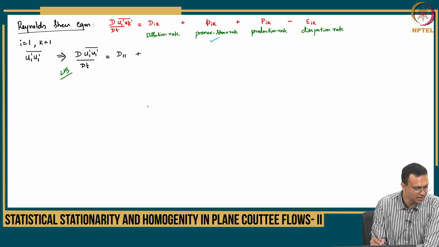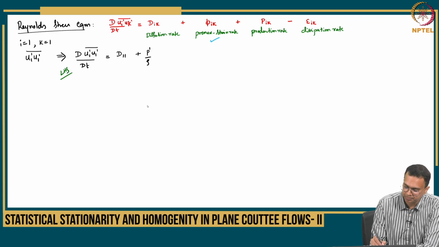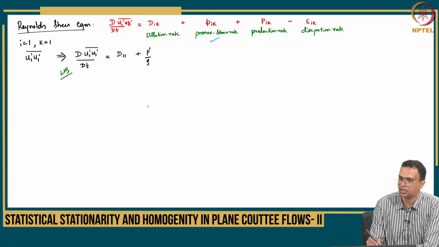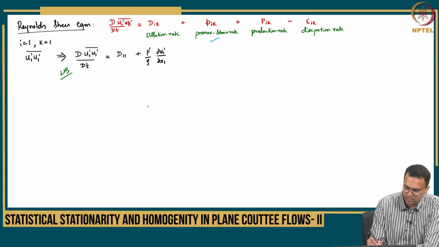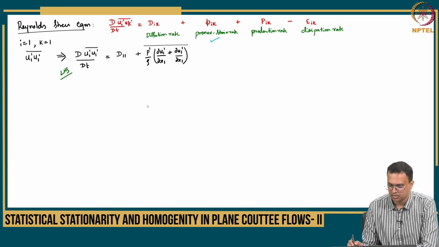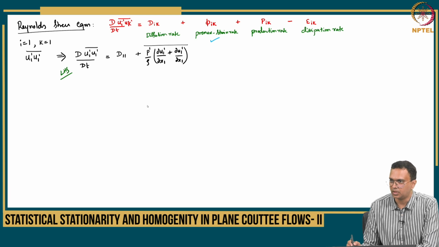So let us write out what it will be. It will be p prime by rho, times dou ui prime by dou xk plus dou uk prime by dou xi. So i equal to 1, k equal to 1 will be dou u1 prime by dou x1 plus dou u1 prime by dou x1. This was the phi 11 term.